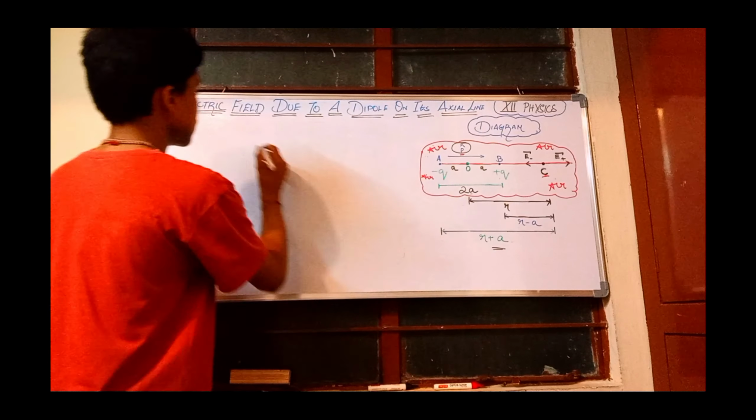Now, what is an axial line? Axial line is a straight line passing through an electric dipole, or a straight line passing through two electric charges of an electric dipole is called an axial line. Now we know what is an axial line, and I am taking this line to be the x-axis. The electric dipole is on the x-axis for my derivation.